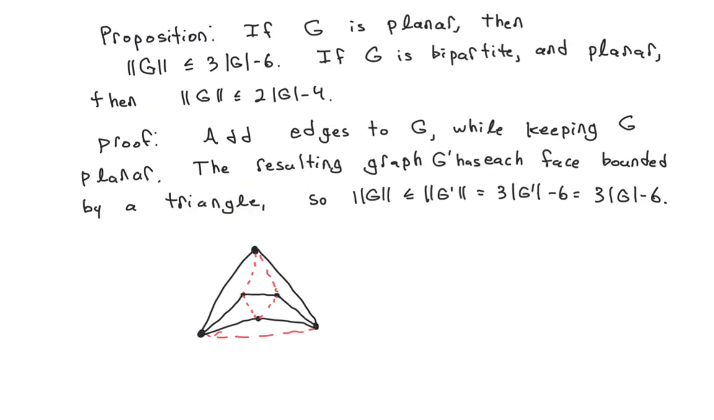So what can we get from this previous fact? Well, we discovered the following proposition. For a connected planar graph, the number of edges is bounded above by 3 times the number of vertices minus 6.